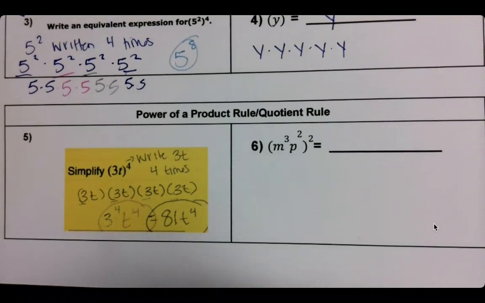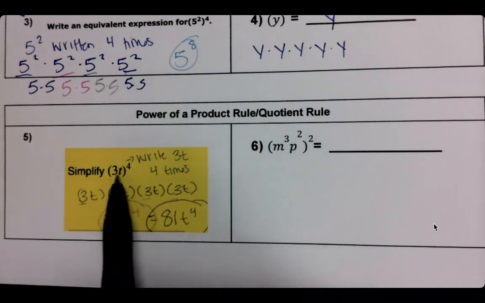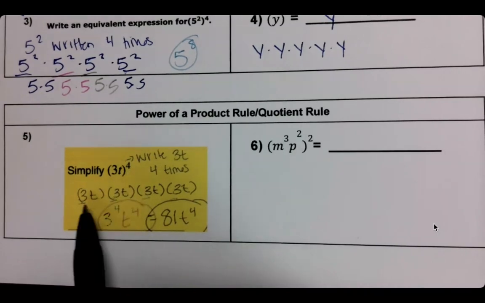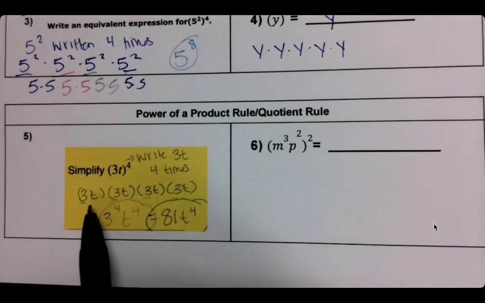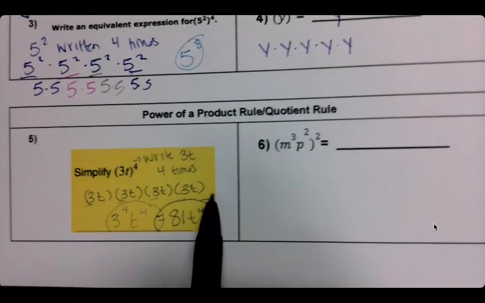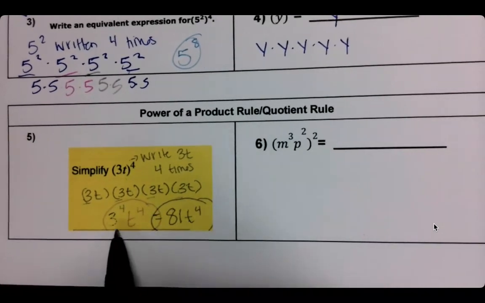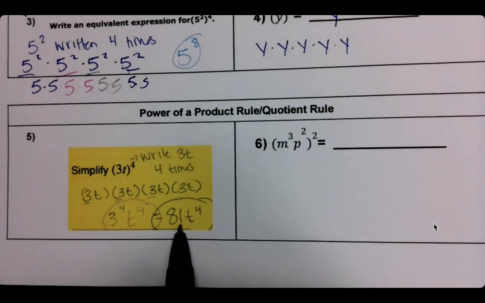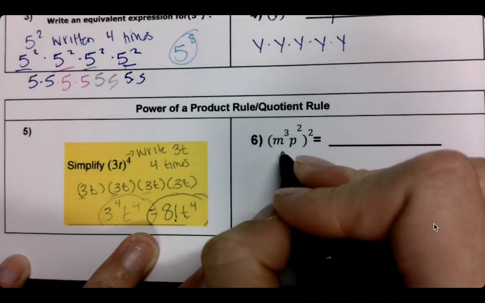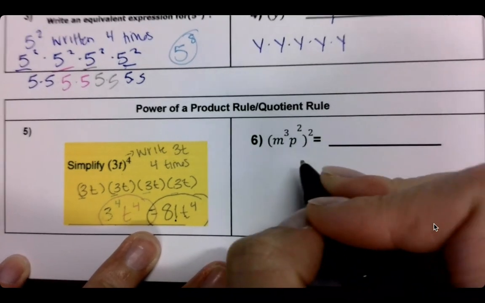So this is where realizing what is what really comes into play. So we have 3t written 4 times, and then we wrote that all out. There wasn't anything more to expand, so this is what we got. This is just saying you could write it 3 to the 4th, or you could actually get an answer of 81.